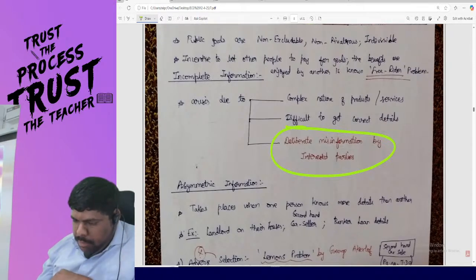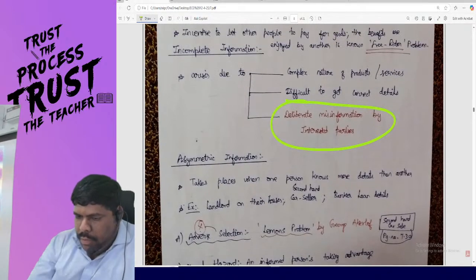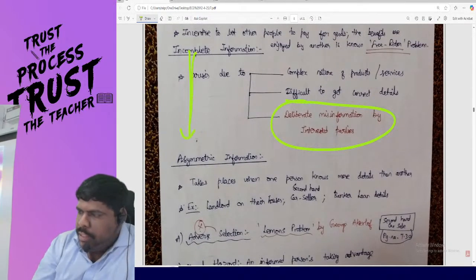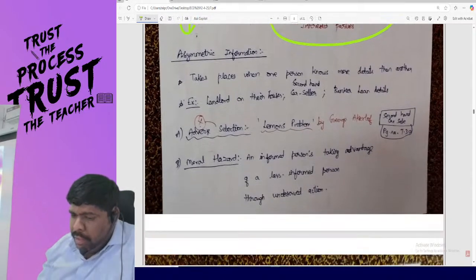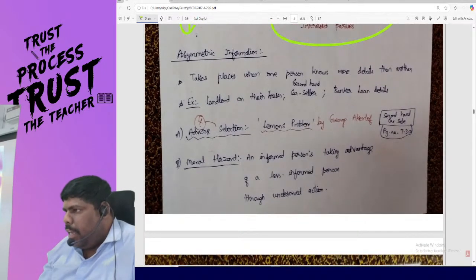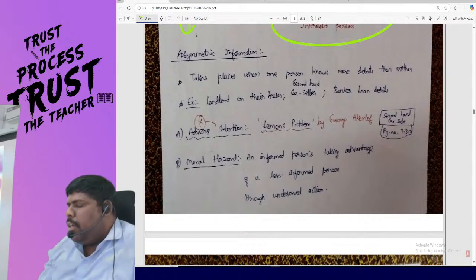Okay, now listen, from this incomplete information there is one subdivision, that is asymmetric information. See, it is very simple. What does the term asymmetric information mean? In the event of sale of goods, when one person has more information than the other person, we call it asymmetric information. A classic example is the second hand sale of cars. The owner will know what faults the car has. So when he is going to sell his car to an outside person, he might purposely hide certain information.